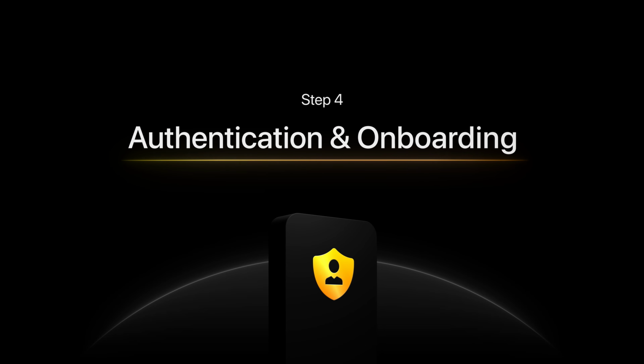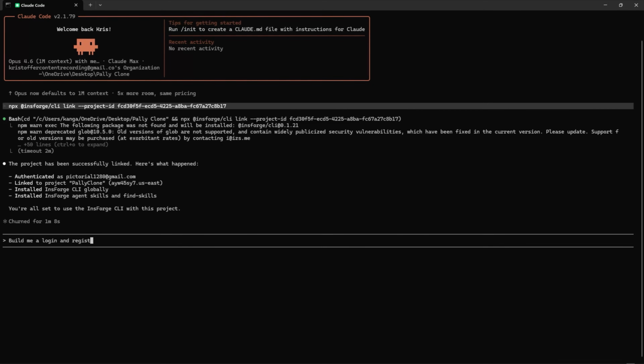Step 4, authentication and onboarding. Okay, so the first thing we will build is the two main features of every single app in the world, the authentication and the onboarding. So I will just simply ask Claude Code to build those features and use InsForge as the backend to hold all of the information.